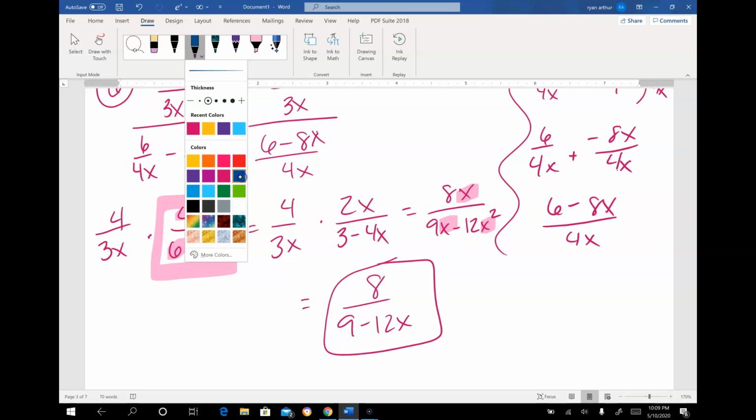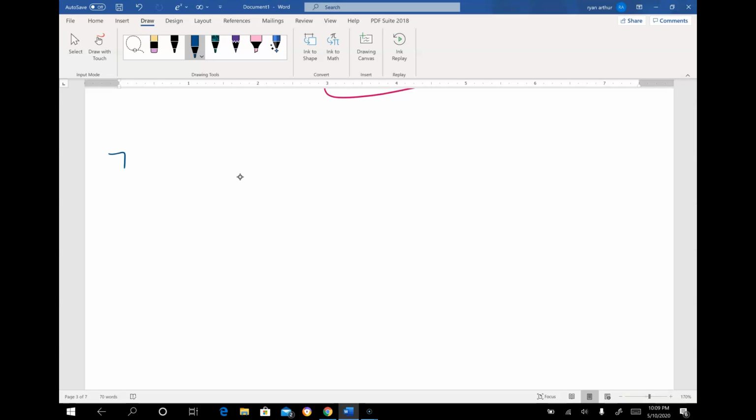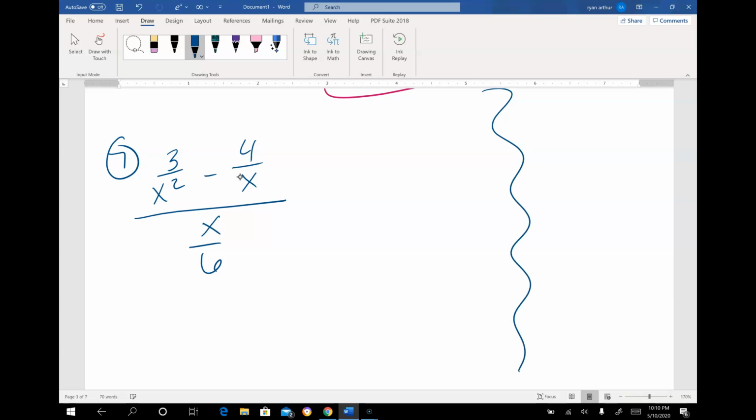Number 7. Number 7 is going to be 3 over x squared minus 4 over x all over x over 6. So the top one's not fixed, right? So let's come over here. Let's fix it. We're going to do the keep, change, change.